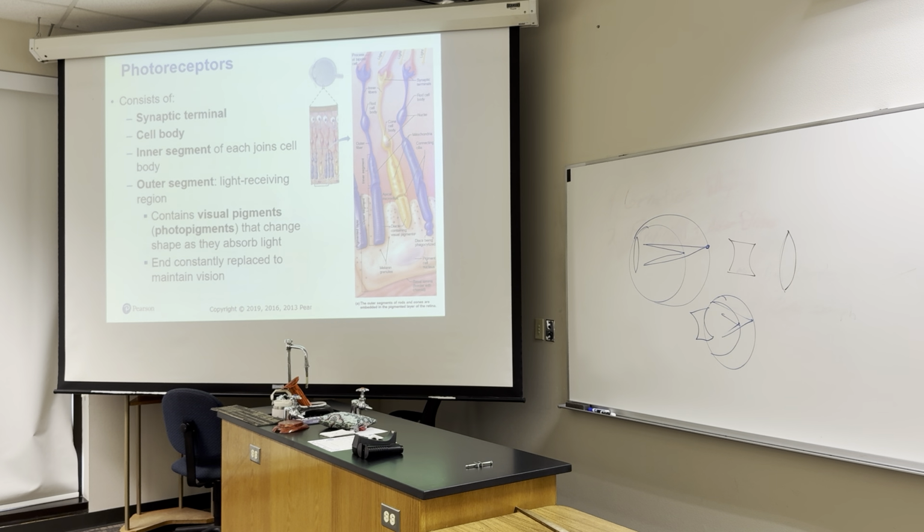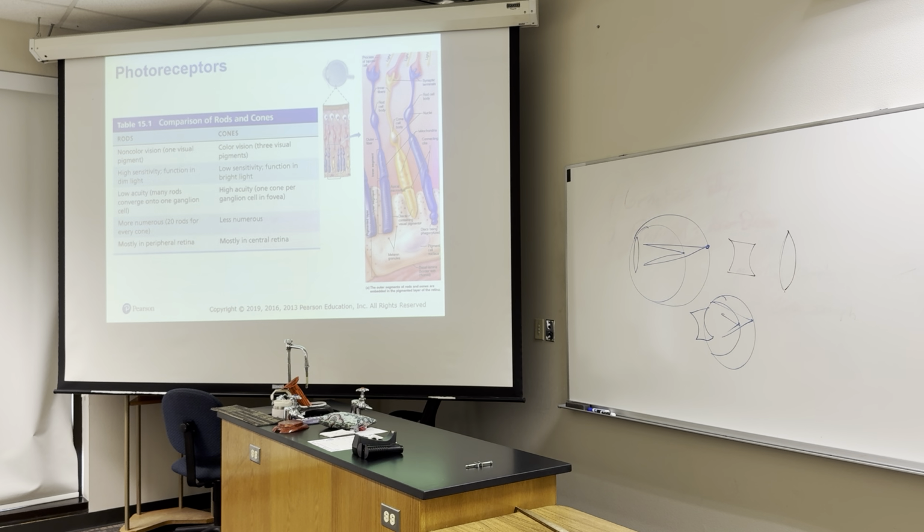Okay, so now let's talk about the photoreceptor a little bit in detail. When you look at the photoreceptors, we know that these purples are actually your rods and this yellow is your what? Cone. So you have the synaptic terminal, cell body, inner segment, and the outer segment, the light receiving region, which contains the visual pigments, photopigments, that change shape as they absorb the light and are constantly replaced to maintain the vision.